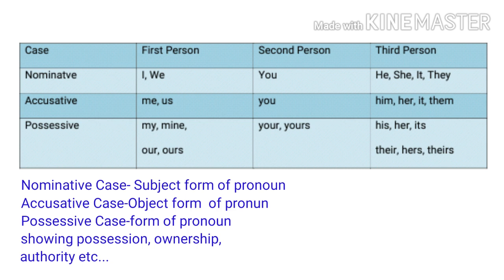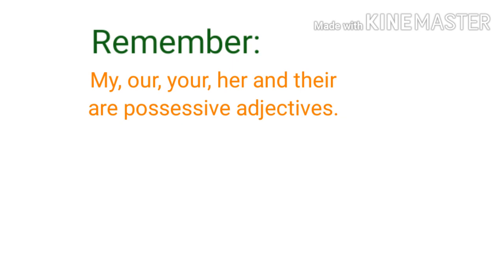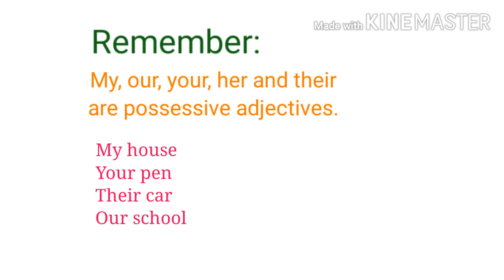Possessive form of a pronoun is used to show the possession, ownership, authority, etc. Remember, my, our, your, her, their, etc. are used as possessive adjectives. My house, your pen, their car. See, in all these expressions, my, your, our, etc. are used as possessive adjectives.